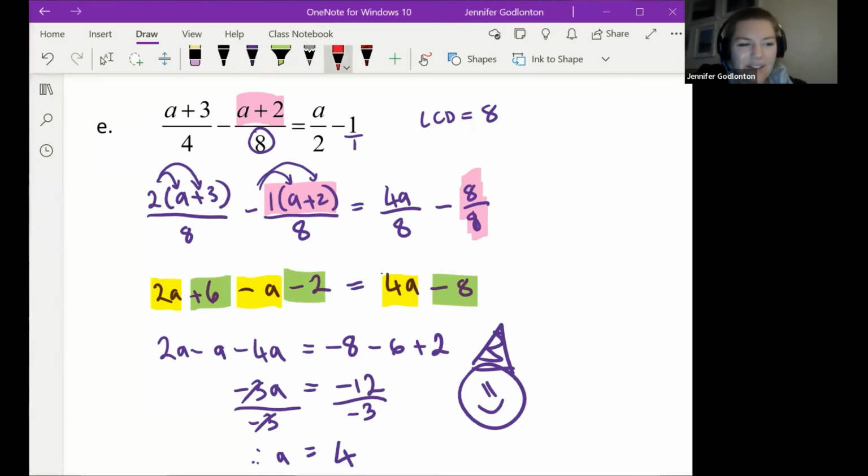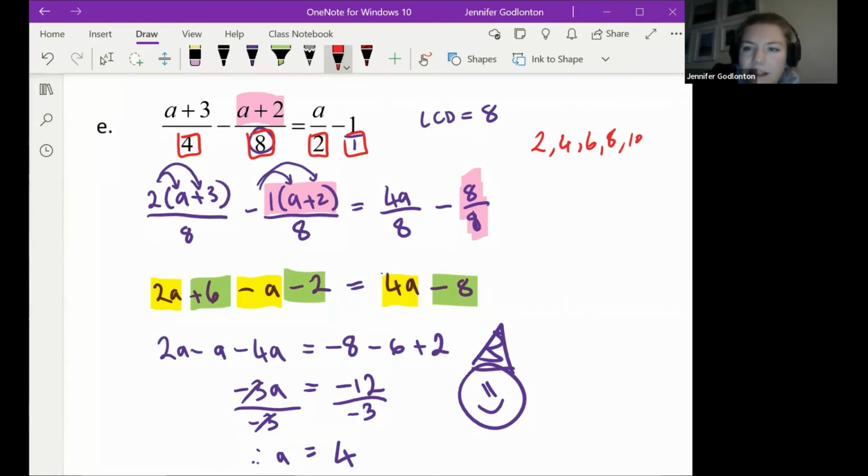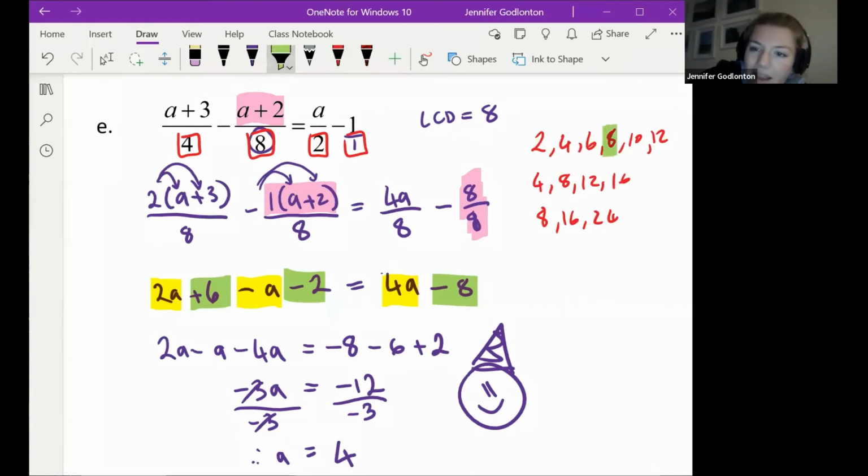Okay, so let's try and deal with some of the questions that came in the chat. So how do we find the LCD? Basically, we look at these numbers over here and we say, what is their lowest common multiple? So if I looked at 2, it would be 2, 4, 6, 8, 10, 12. If I looked at 4, it would be 4, 8, 12, 16. If I looked at 8, it would be 8, 16, 24. And so if I looked at those numbers, I can see that 8 is the lowest of my multiples. So that's how we find an LCD. It's the lowest common of the multiples.